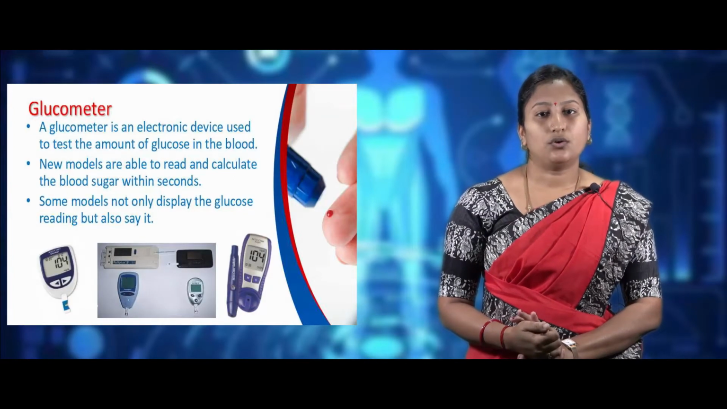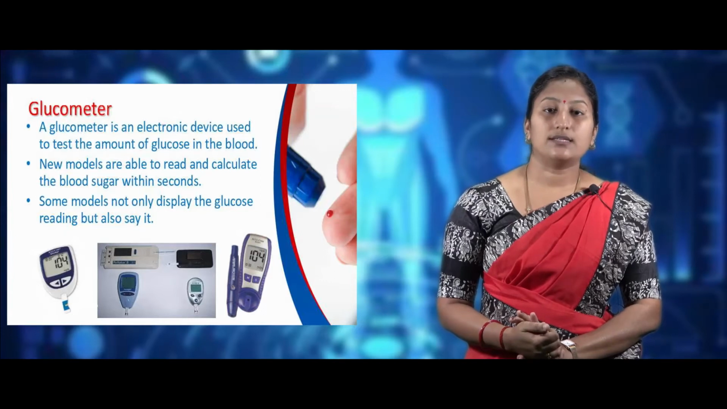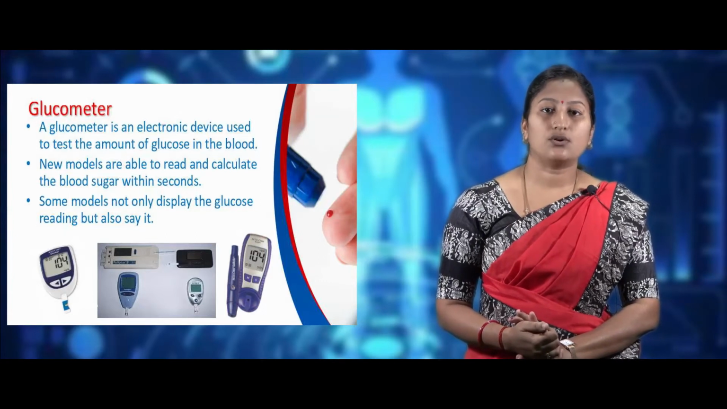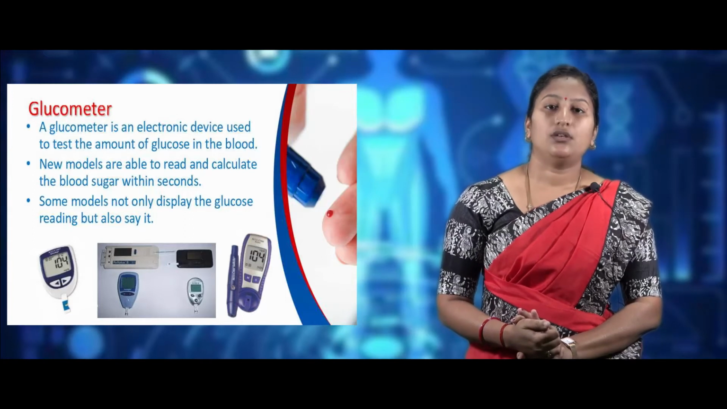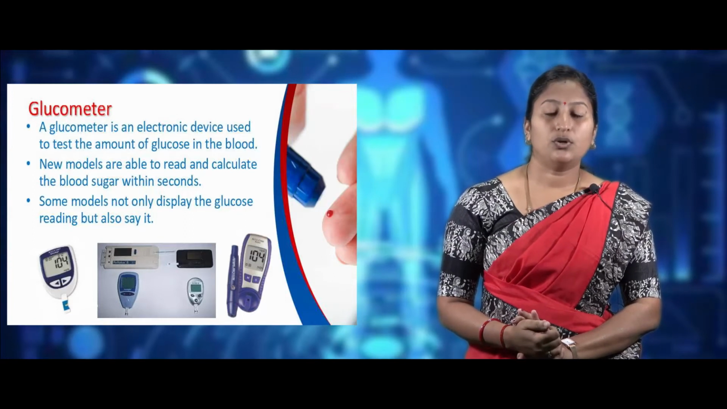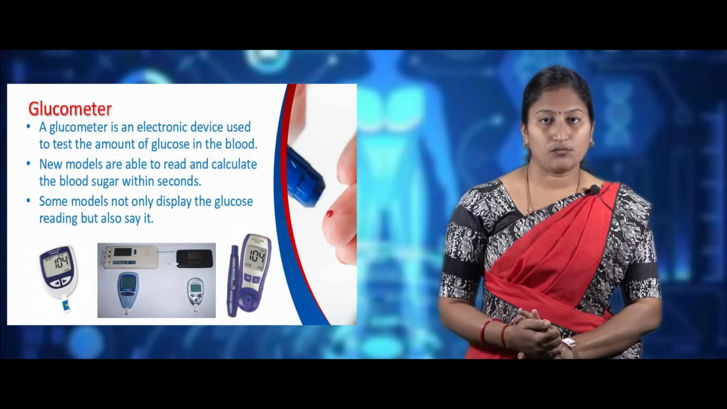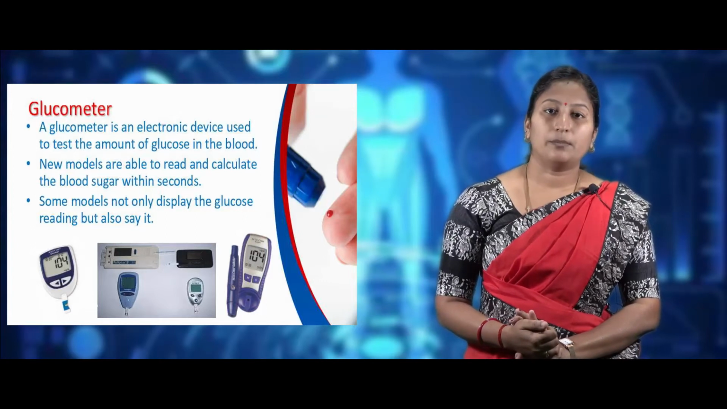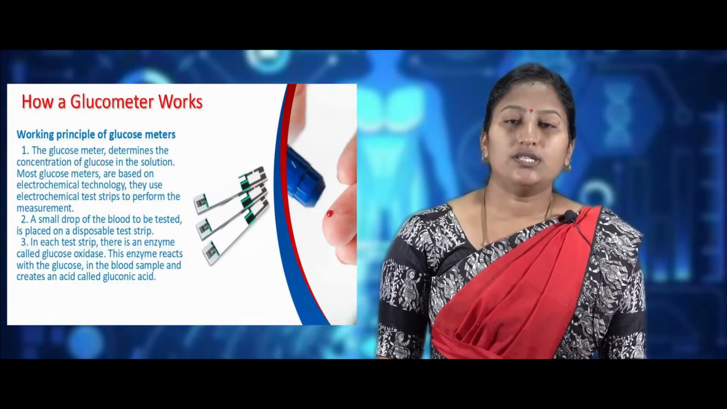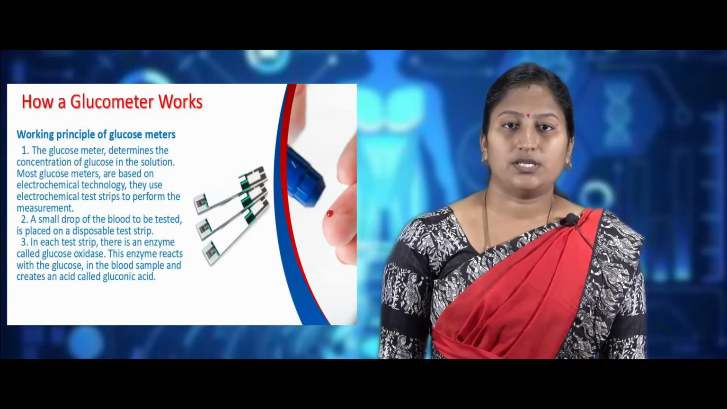Glucometer. A glucometer is an electronic device that is used to test or measure the level of glucose in the blood. New models are able to test and display the level of glucose within seconds. Some models not only display the level of glucose but also say it. Now let's see the working of glucometer.